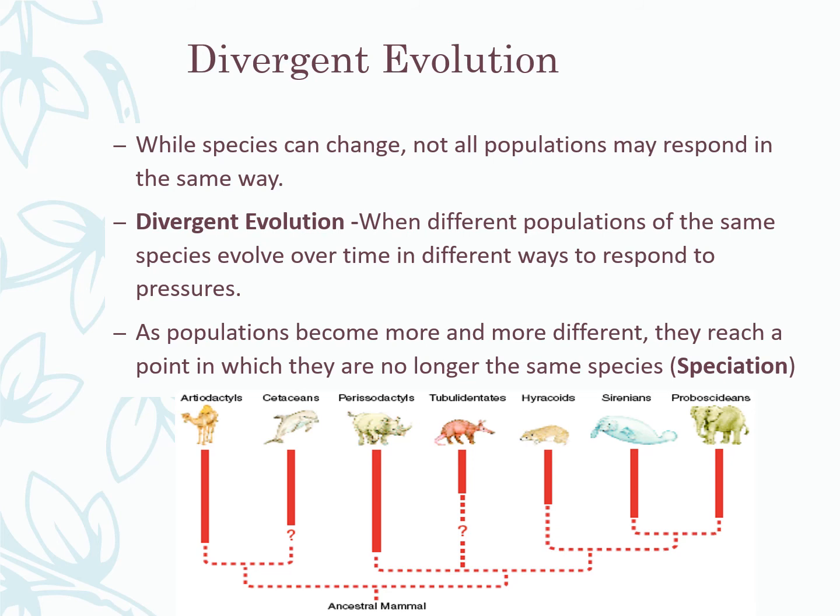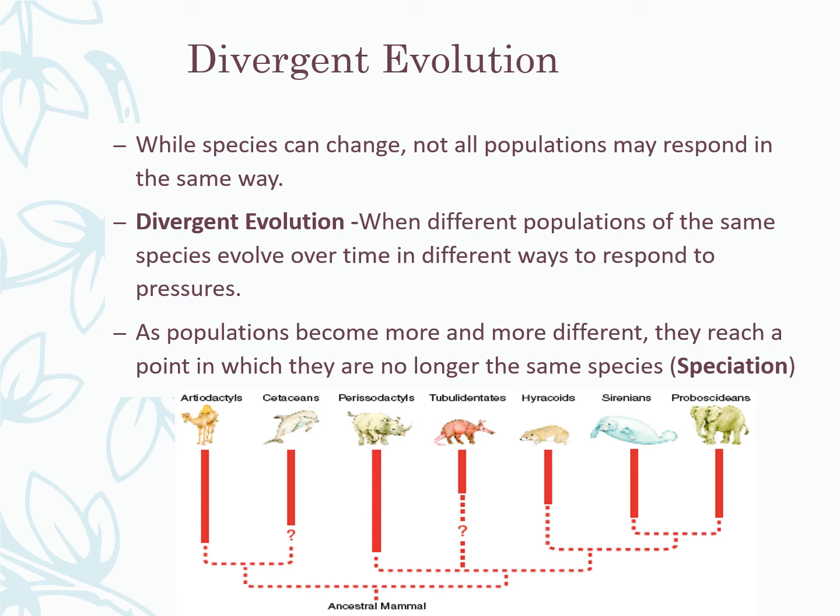So divergent kind of means dividing. It's when different populations of the same species evolve over time in different ways and respond to different pressures. If you look at the image below, there was some kind of ancestral mammal, and because that ancestral mammal moved into different regions and different environments, there were different stressors put on it that caused it to evolve and change over time into many different species. So it divided up and evolved into camels, dolphins, rhinos, elephants, all from the same ancestral mammal.